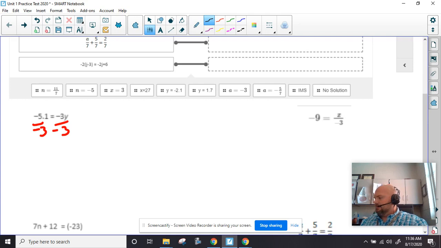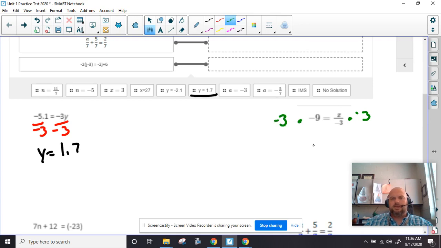Divide by -3. Where'd my calculator? There we go. All right. We end up with y equals 1.7, or you could have got 1.7 equals y. But you need to have it like this because that's how it's going to be listed here. All right, over here, we're going to have to multiply by -3, and we should get x equals 27. And that one's choice right there.